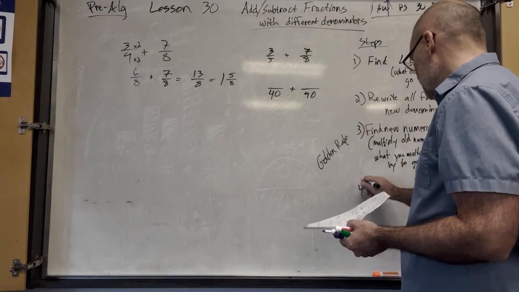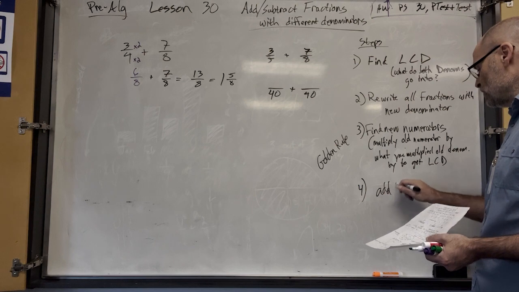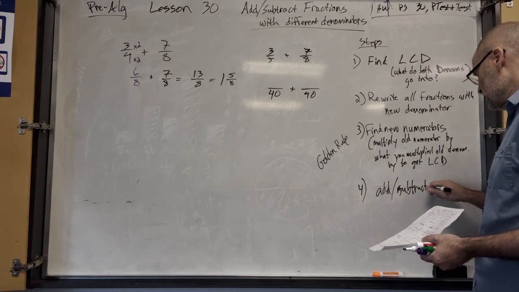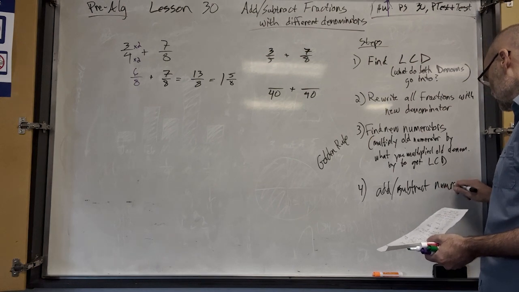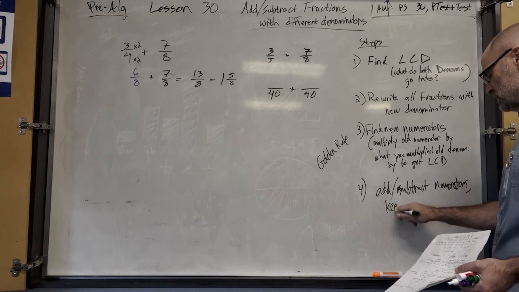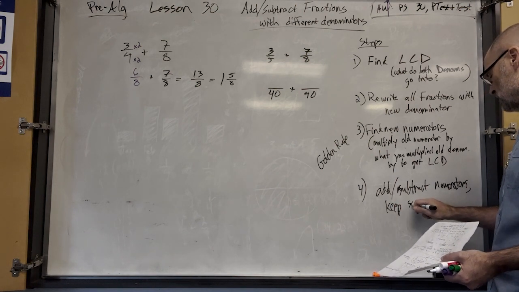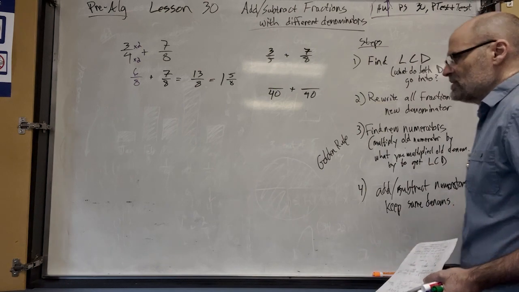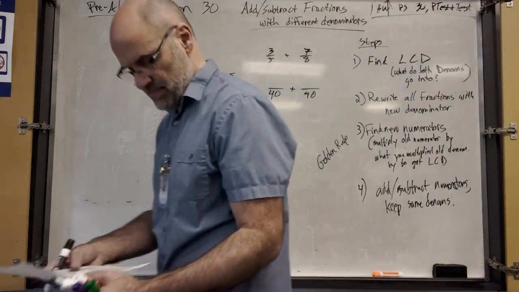Number 4, add or subtract numerators, and then keep the same denominator. That's it. My handwriting has gotten worse over the years. Keep the same denominators. Okay?